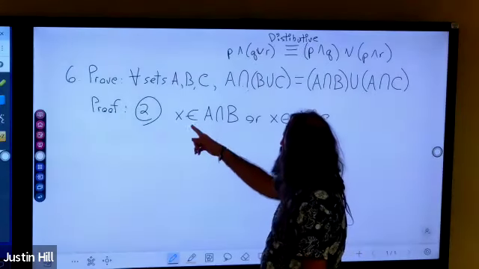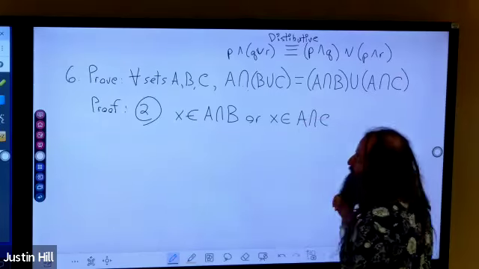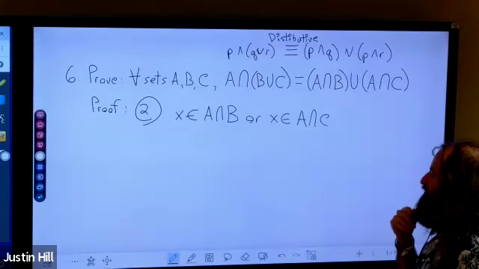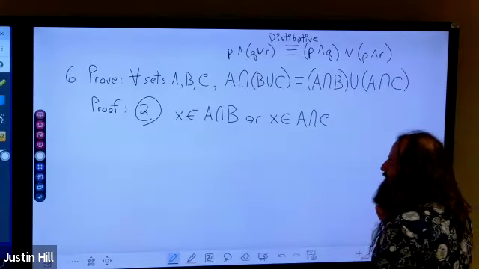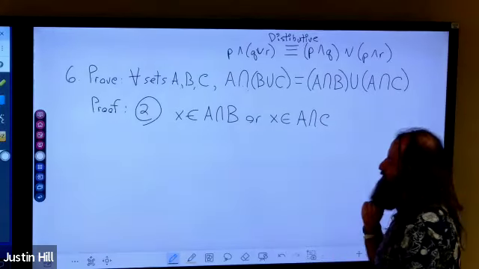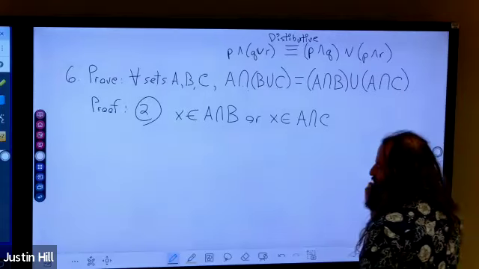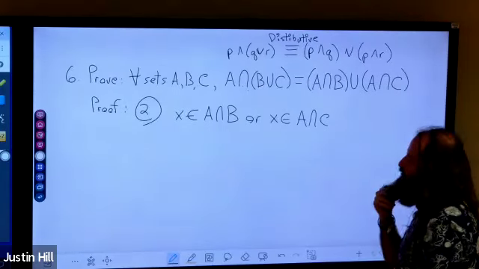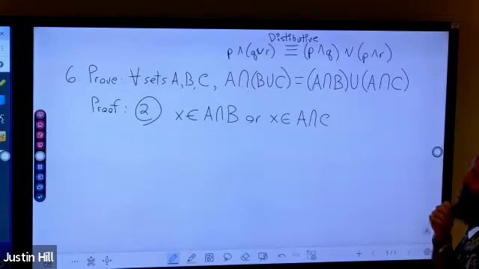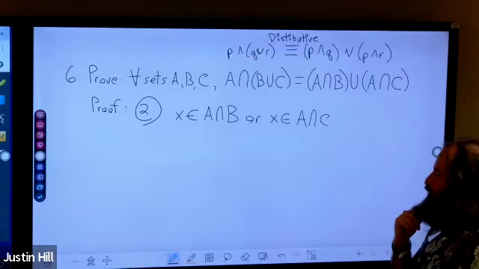So the first case is, let's assume that X is in A intersect B. In this case, by definition of intersection, X is in A and X is in B. Since X is in B, then X is in B union C by definition of union. So basically by definition of or.